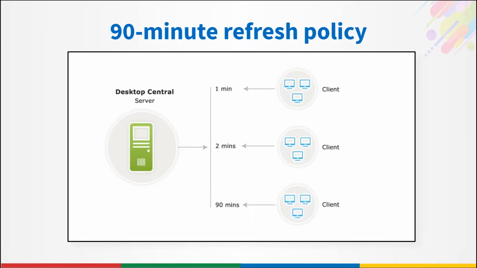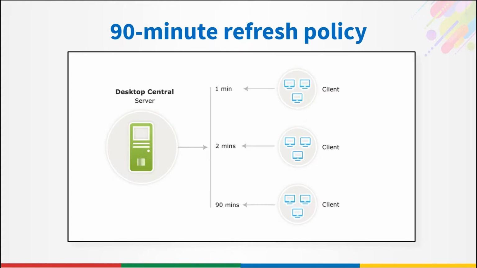The 90-minute refresh policy. Let's just say my head office has 90 computers, my San Francisco office has 900 computers, and my New York office has 9,000 computers. The 90-minute refresh policy talks about how and when the agent server communication takes place. The main purpose of having such a policy in place is to ensure that every agent communicates with the server at least once in 90 minutes.